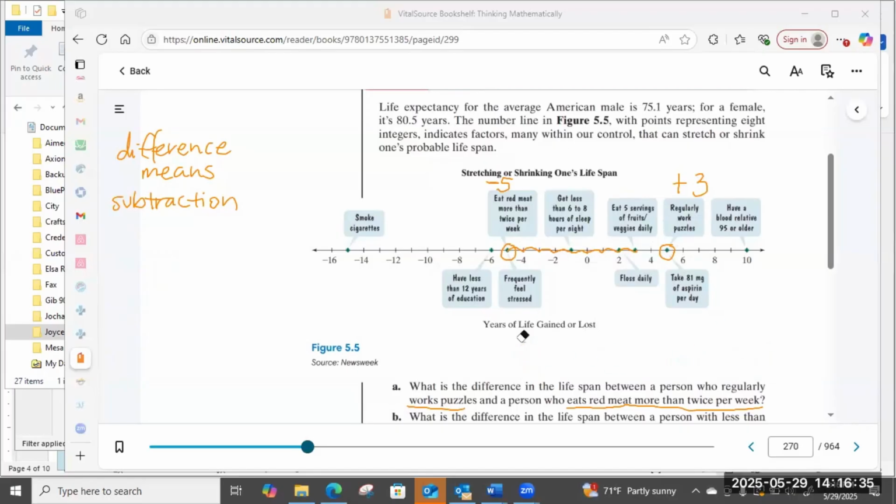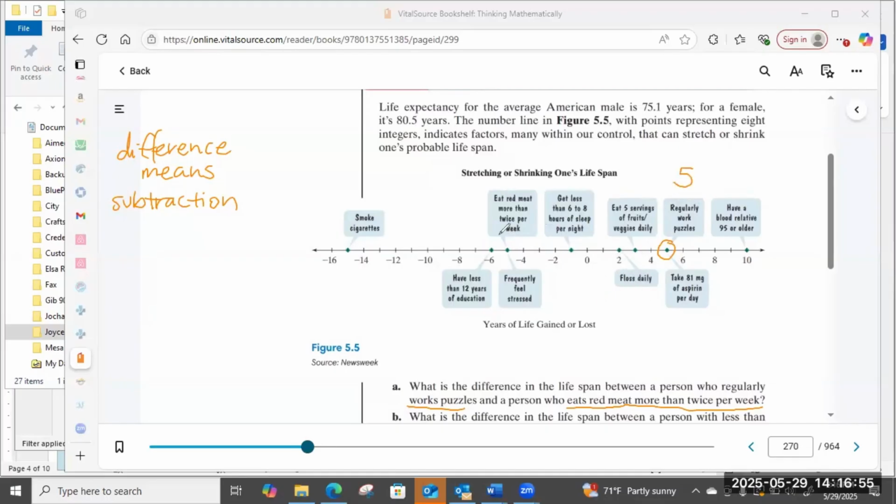Start over. The method's correct. I just read the graph wrong. So someone who regularly works puzzles is right here between 4 and 6. So that's actually a +5.